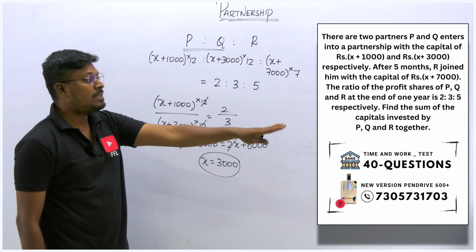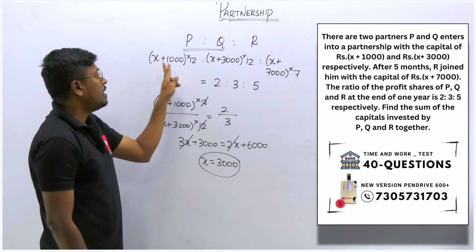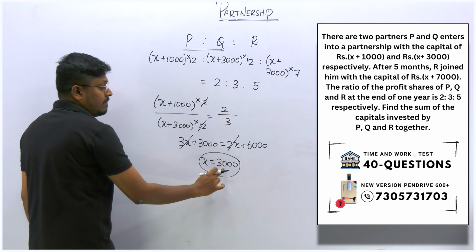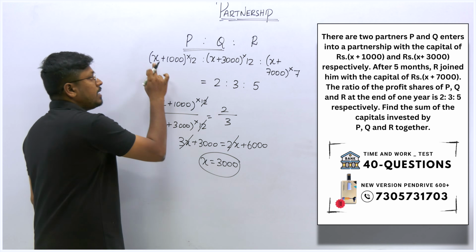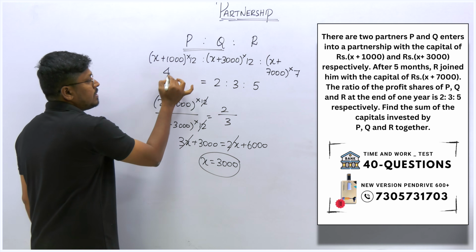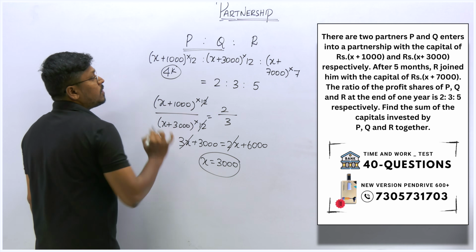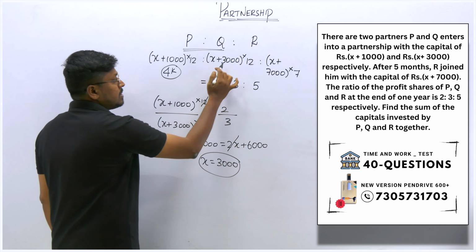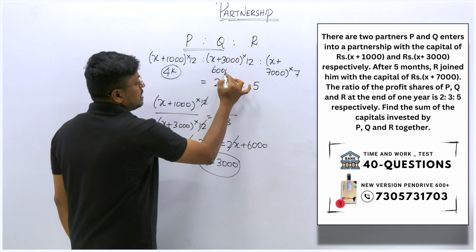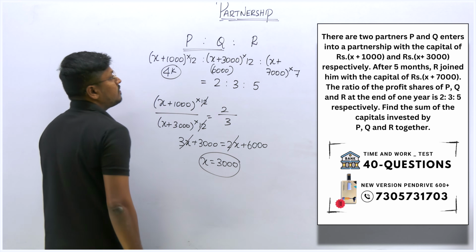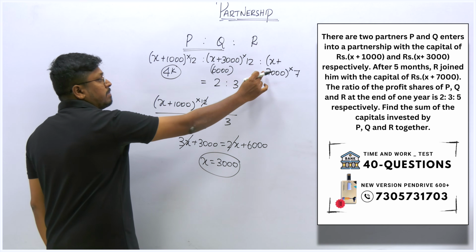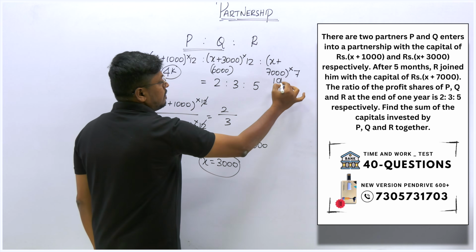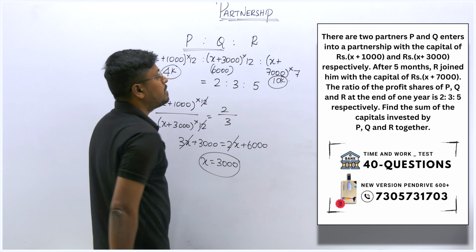Now finding the sum of capital investment is easy. Why? Because the first person P's investment is x plus 1000. We already got x is equal to 3000, so 3000 plus 1000 will be 4000. So 4000 is the investment of the person P. Similarly, next person Q, 3000 plus 3000 will be 6000. So 6000 will be the initial investment of the person Q. And for the last person, 7000 plus 3000 will be 10,000. So 10,000 will be the initial investment of the person R.